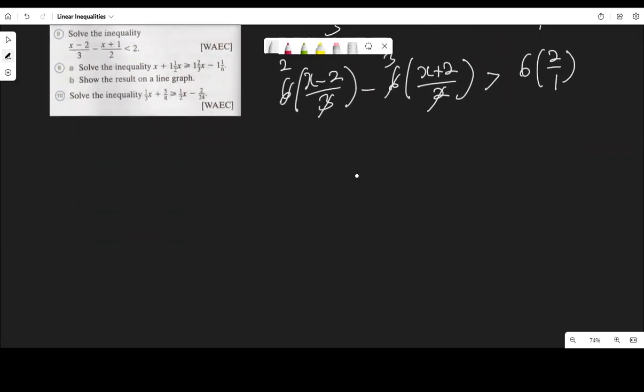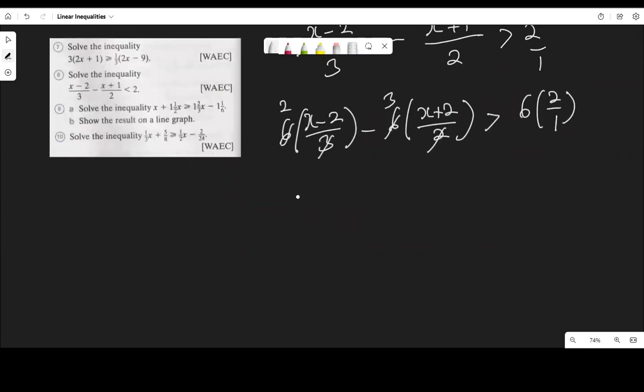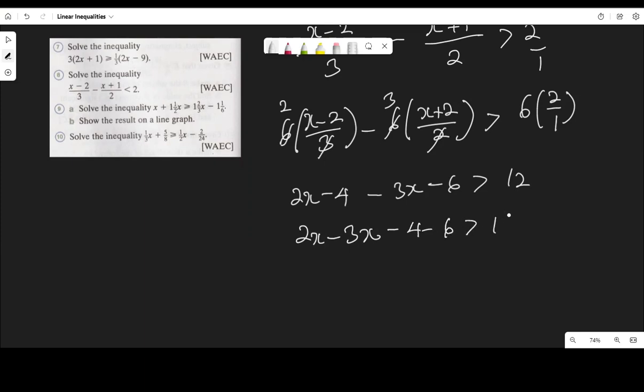Distributing the terms outside the bracket, 2 times this is 2x, and 2 times this is 4, minus 3 times this is 3x, and minus times plus is minus, 3 times this is 6, greater than 6 times this is 12. Collecting like terms, these and these are terms in x, so bring them together: 2x minus 3x, and minus 4 minus 6 is greater than 4. 2x minus 3x is negative x, minus 4 minus 6 is minus 10, greater than 4.